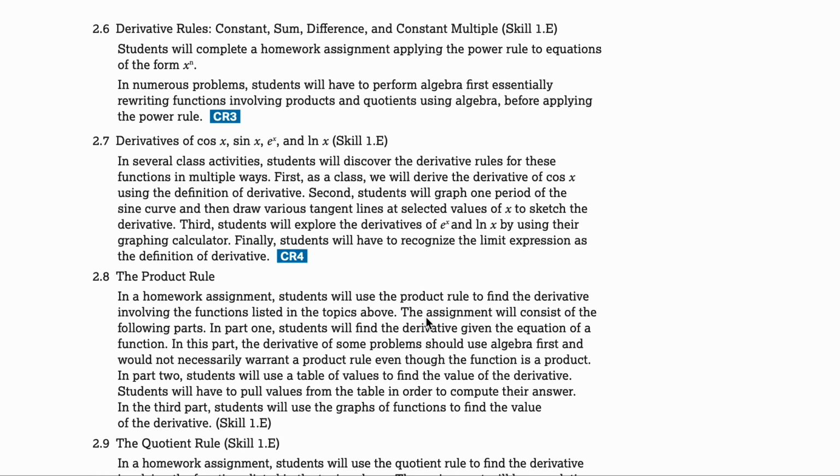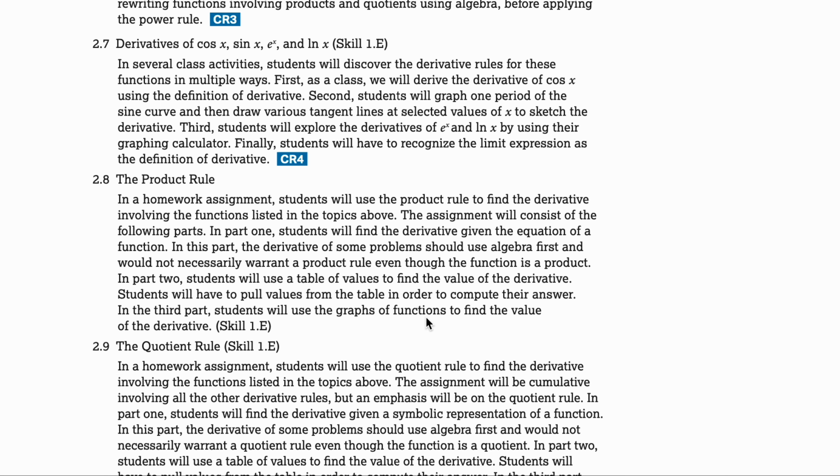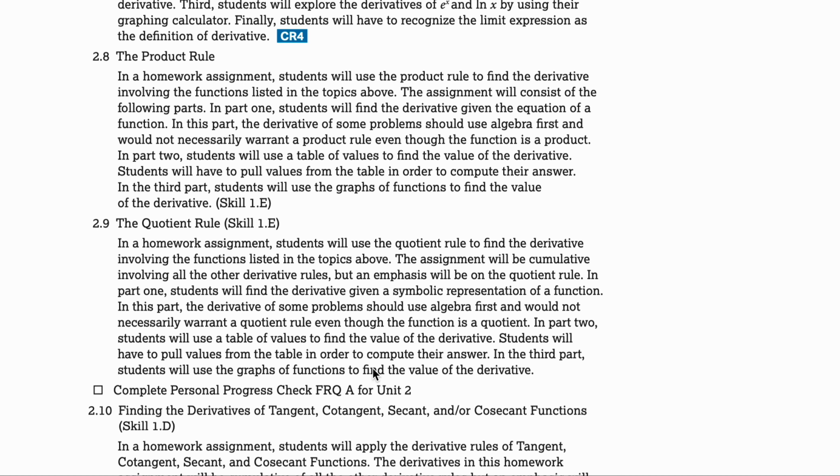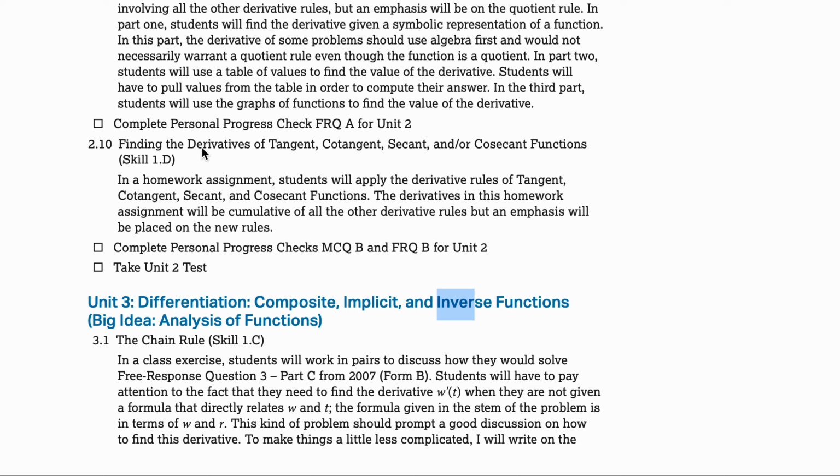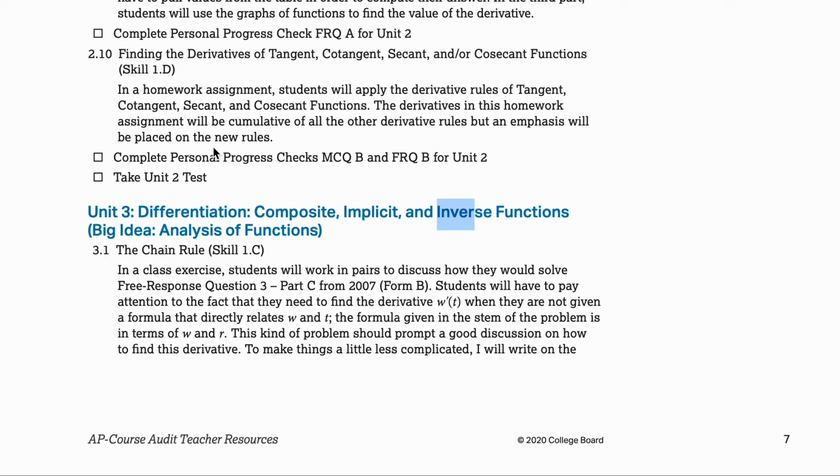Then you learn more rules, so constant, sum, and difference formulas. Then you learn special derivative formulas that you'll have to memorize in the beginning, and then they'll become second nature: cosine of x, sine of x, e to the x, natural log of x. Then you learn product rule, quotient rule, and then you learn more advanced derivatives of tangent, cotangent, secant, cosecant.